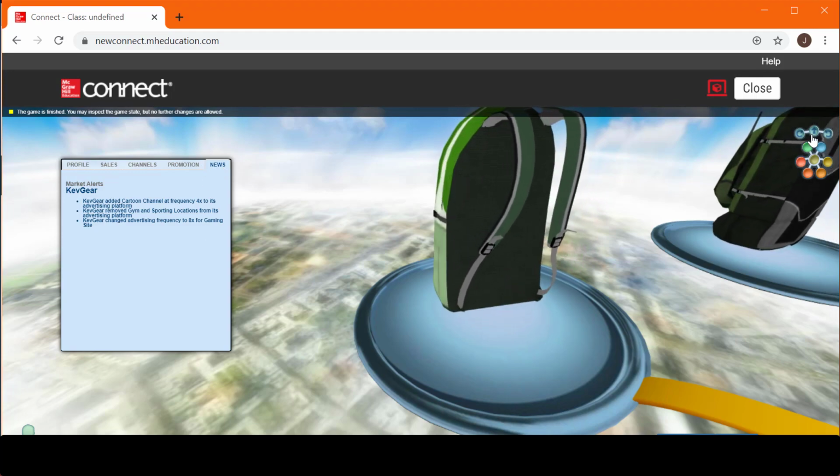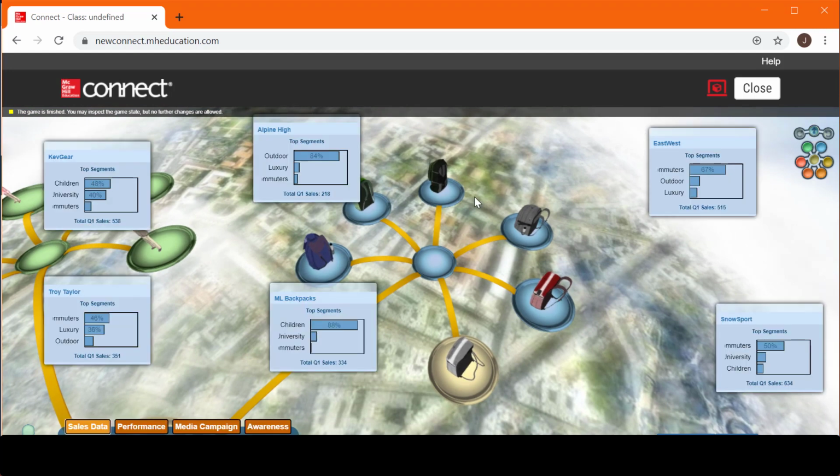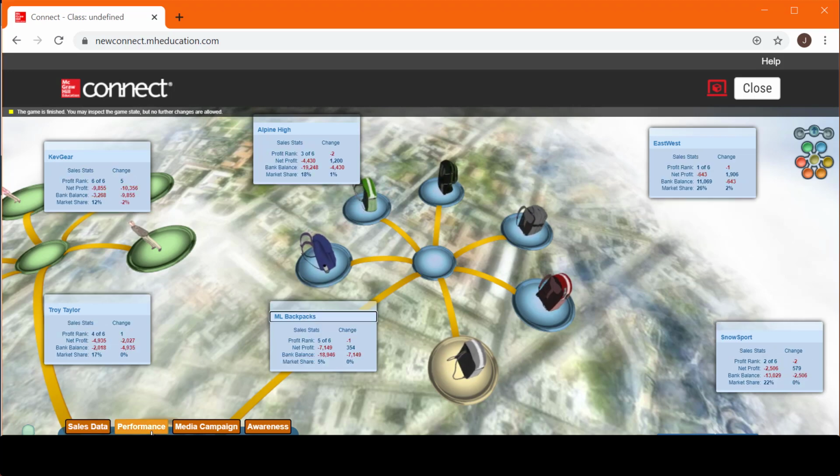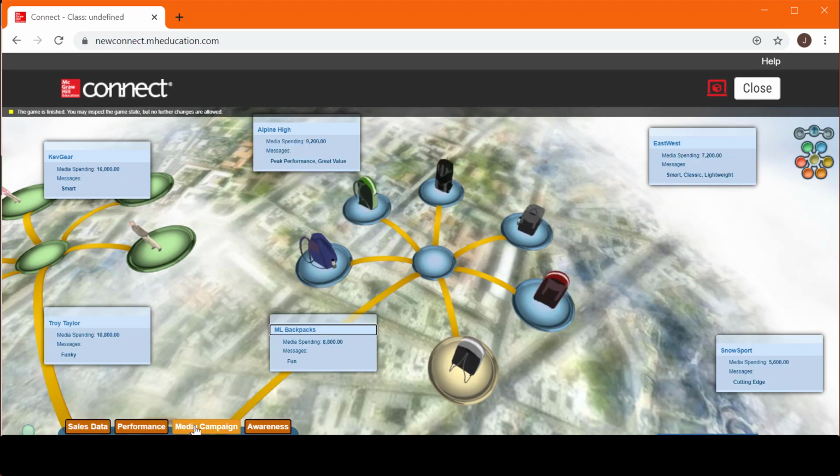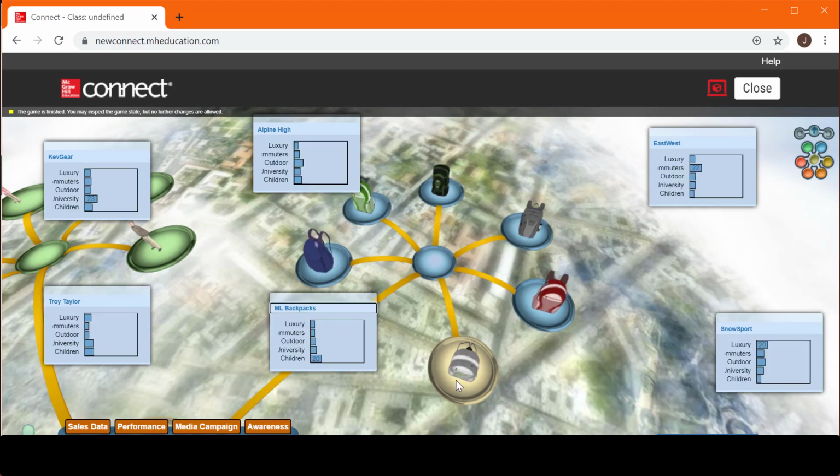If I step back here, we'll get the overview of the entire competitive area. Your backpack, ML Backpacks, is always going to be the one down here on the bottom in the different colored platter for you. You can also take a look at the performance. You can see how much they spend on media per turn. You can also see if the target market awareness is high or low, and depending on what target market you're going after, you want that awareness to be a little bit higher.